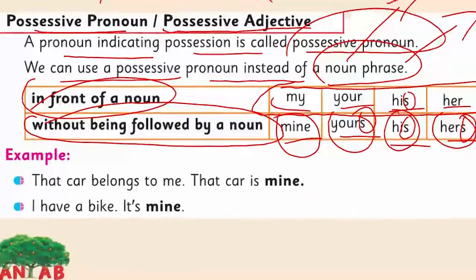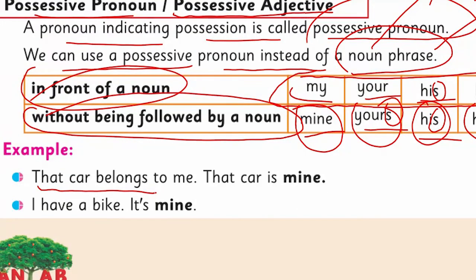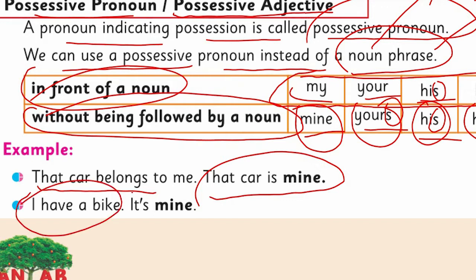Look at the example here. That car belongs to me. That car is mine. Both sentences have the same meaning. That car belongs to me, or that car is mine. They both have the same meaning. I have a bike. It's mine.